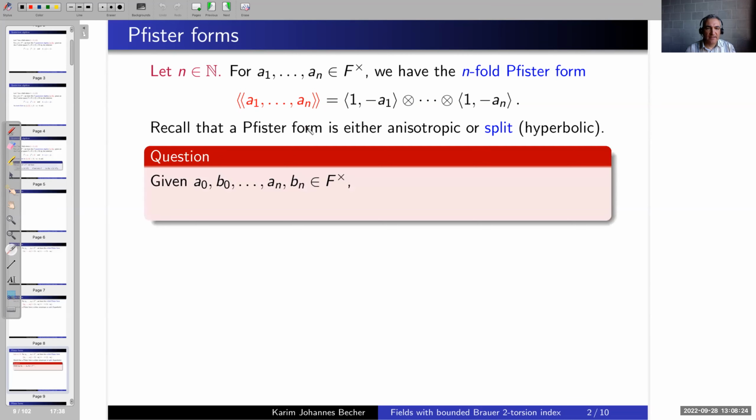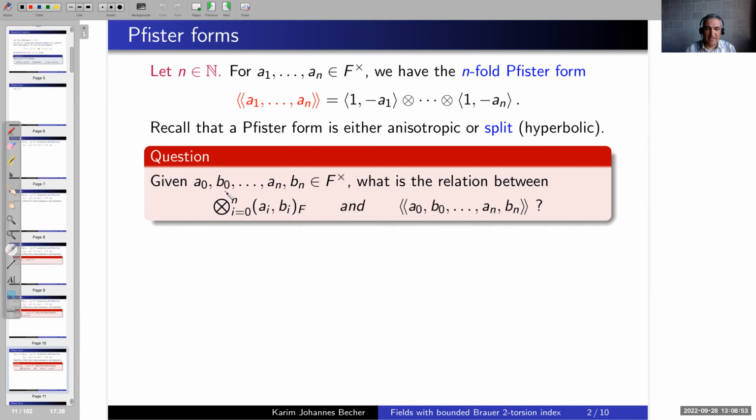that we can take from quaternion algebras? That is basically the starting question. So suppose that you are now given not n elements, but in fact 2n+2 elements. And we look at the quaternion algebras that you can build up with the a_i, b_i. And on the other hand, we look at the Pfister form that you can build with all these a_i and b_i. What is the relation between the two things, which are basically coming from a tensor product construction?